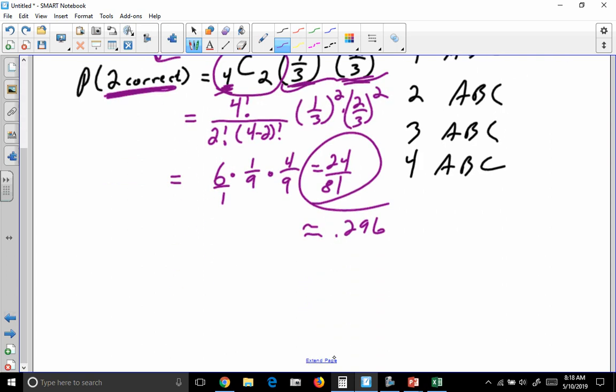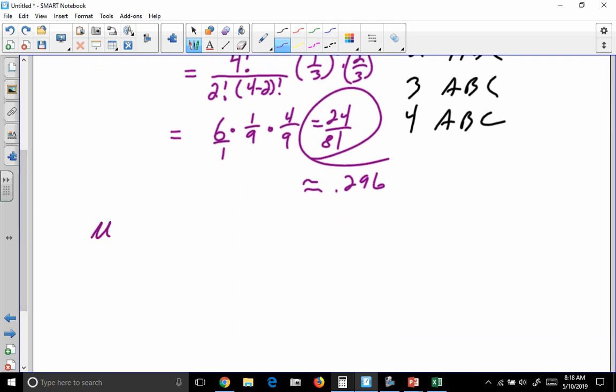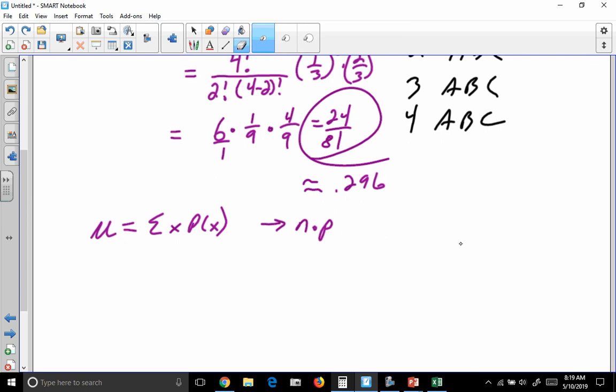So let's do one or two more calculations here, actually, before we go on. Let's find the mean for this distribution. So we looked at earlier that the mean of a probability distribution comes from taking each value of our random variable times the corresponding probability and adding those up. But if our distribution is binomial, then we can get the mean by doing n times p, not times q, just n times p.